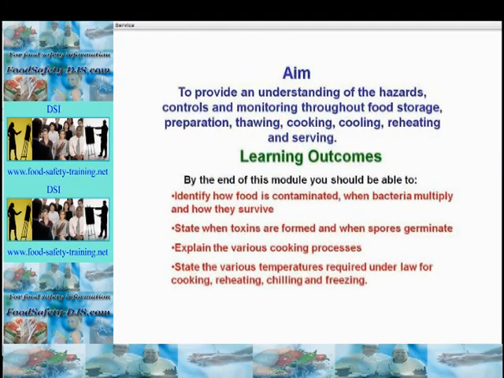The aim of this lecture is to provide an understanding of the hazards, controls and monitoring throughout food storage, preparation, thawing, cooking, cooling, reheating and serving. And the learning outcomes by the end of this module: you should be able to identify how food is contaminated, how bacteria multiply and how they survive, state when toxins are formed and when spores germinate, and explain the various cooking processes. Lastly, state the various temperatures required under law for cooking, reheating, chilling and freezing.